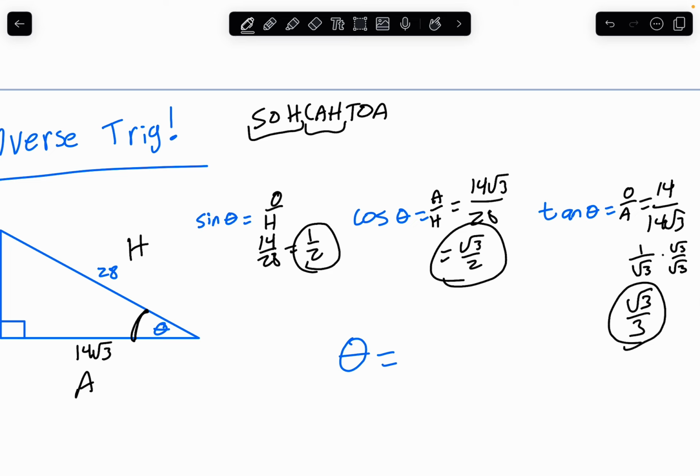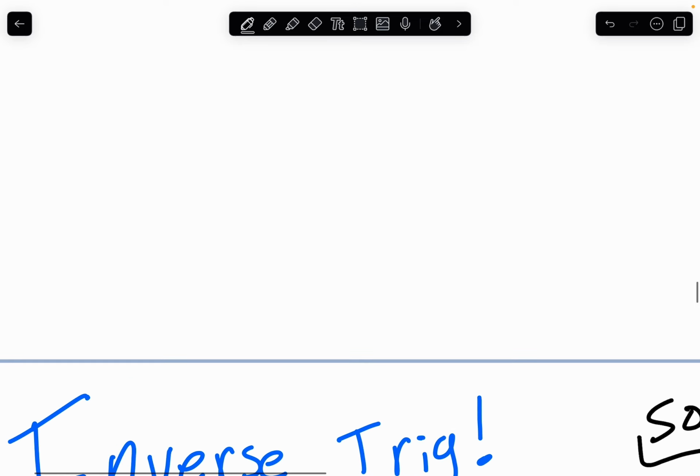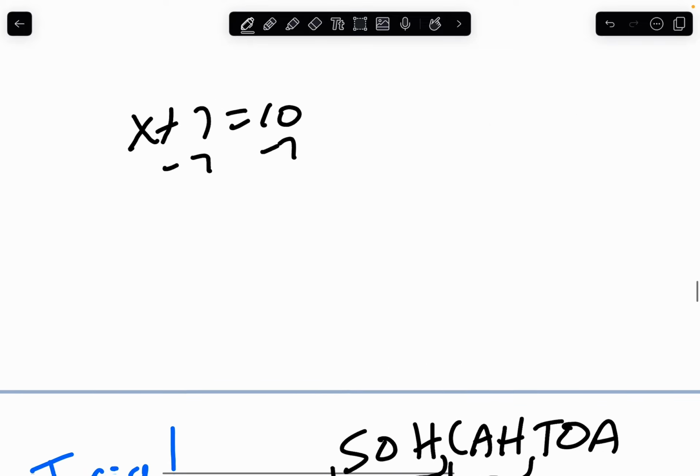Now, the next thing I'm asking for is how big is theta? Inverse trig. Guys, inverses are undoing. How do you undo an operation? For instance, if I said 7 times x equals 10, how do you undo times 7? You divide by 7 to cancel it out. That's the inverse of times 7. If I said x plus 7 equals 10, how do you undo plus 7? Well, you subtract 7 from both sides. That's the inverse of plus 7.